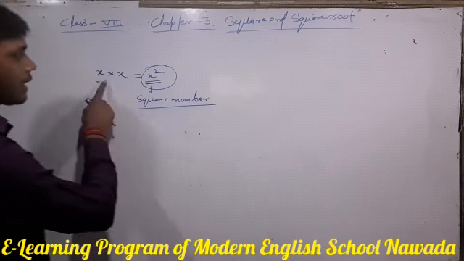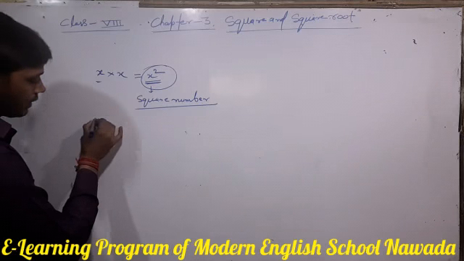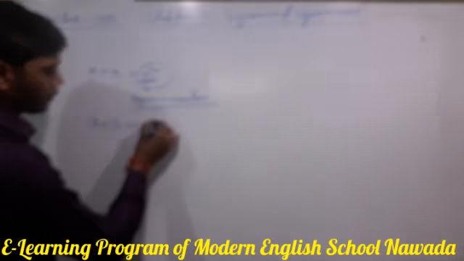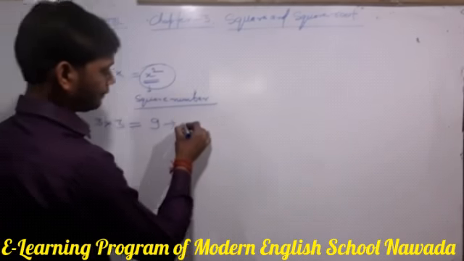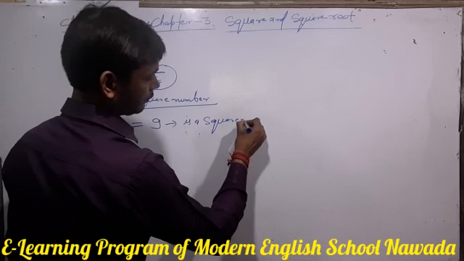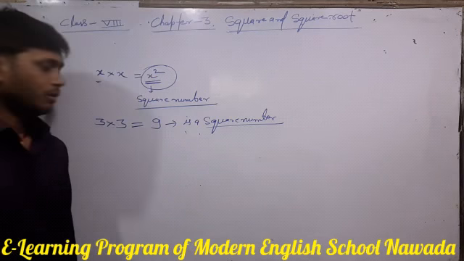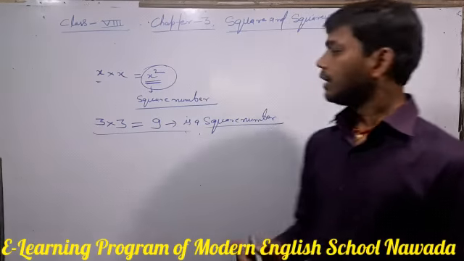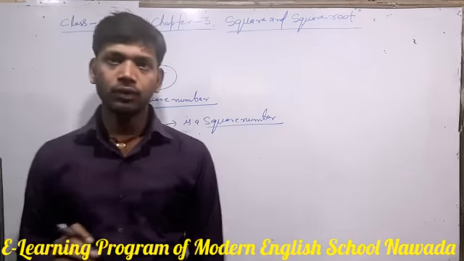Suppose I take a number in place of x, say 3 into 3, result equal to 9. Here 9 is a square number. You can give so many examples for it. Now we have to find the square of any number.